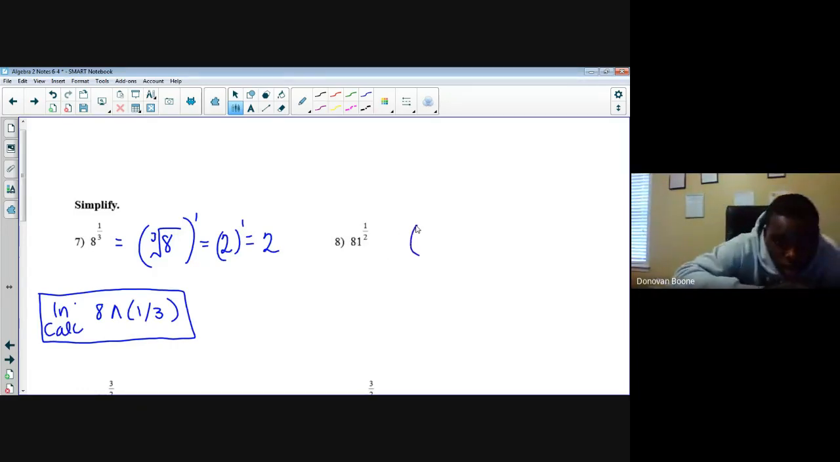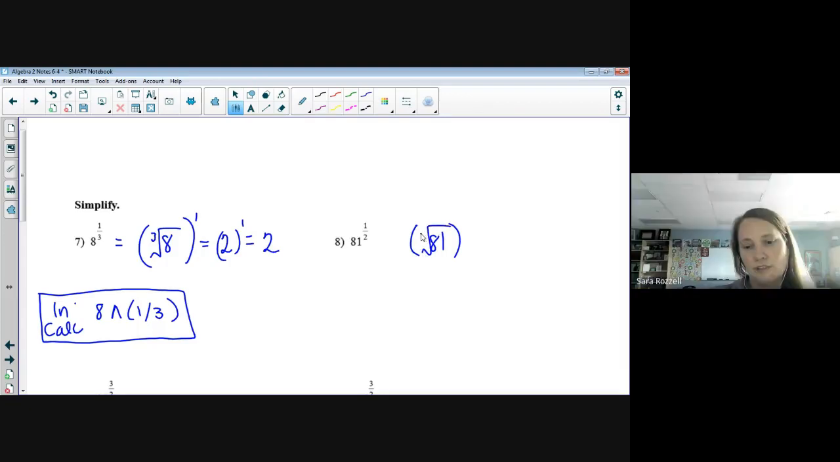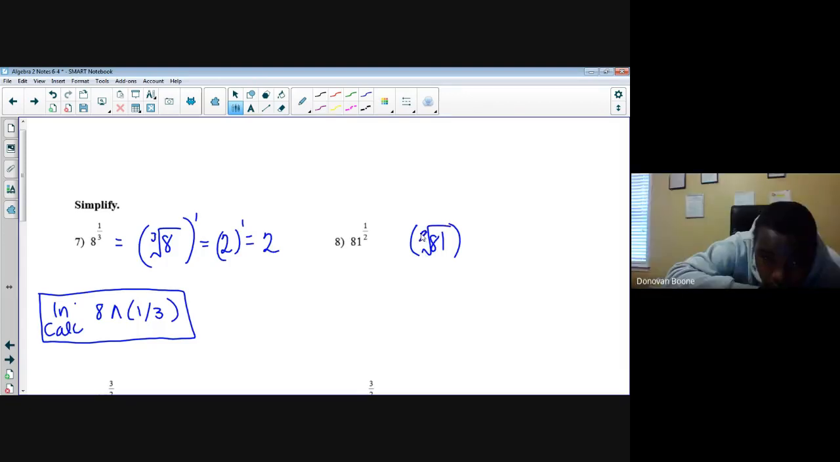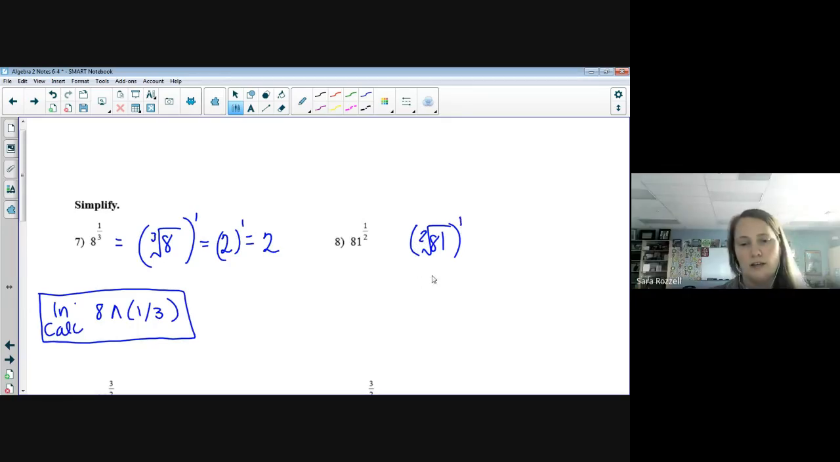So 81 to the, wouldn't it be like the inside of the square root is 81, right? Yep. And the outside would be 2. And yep. So what is the square root of 81?